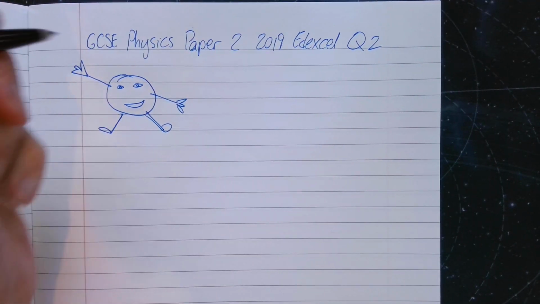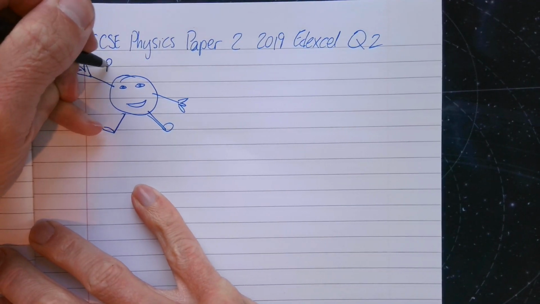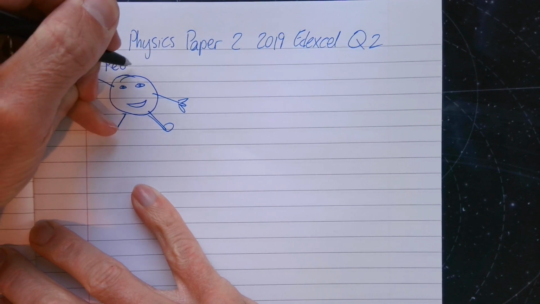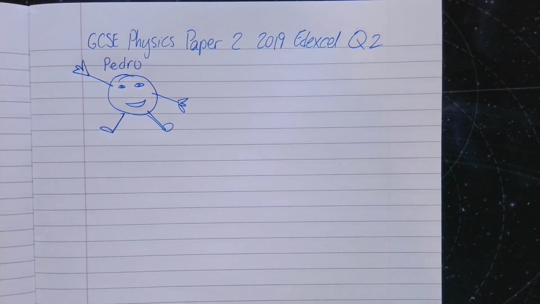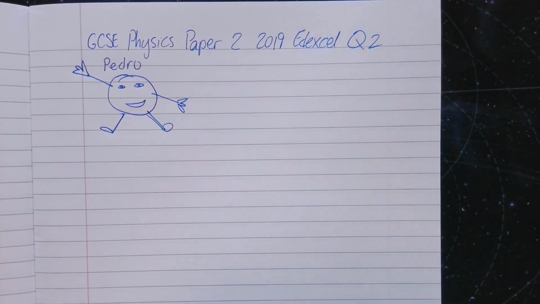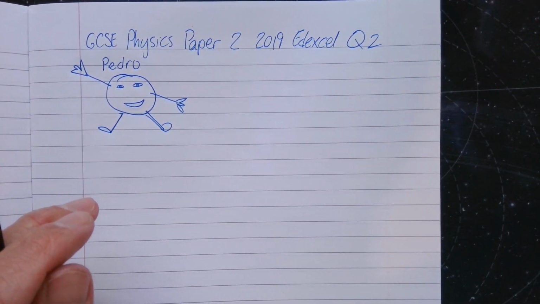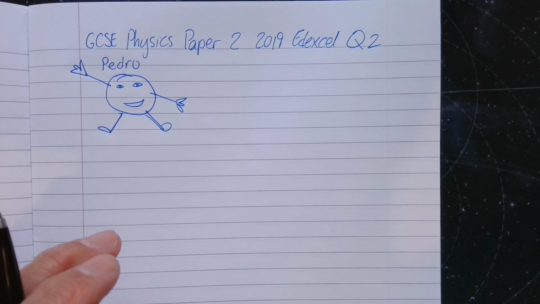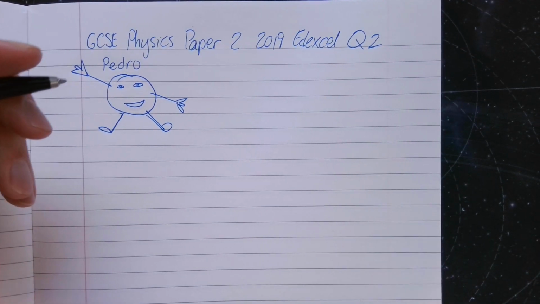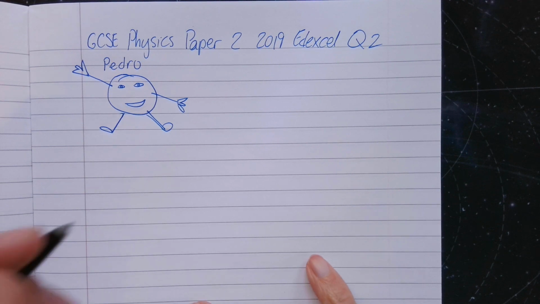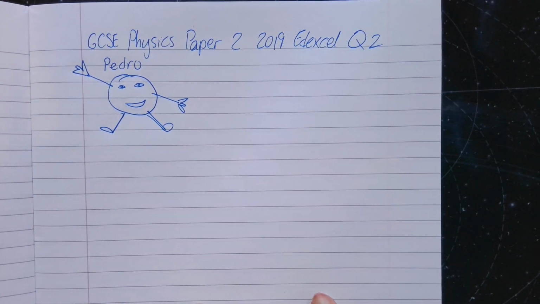Welcome humans. Before we get on with question 2, we have had a suggestion for our mascot in the comments of Pedro. I've looked up the Latin. Pedro comes from the word rock or stone, so that might come in useful for some of our physics questions, but also hopefully Pedro will be your rock to navigate you through your GCSEs.